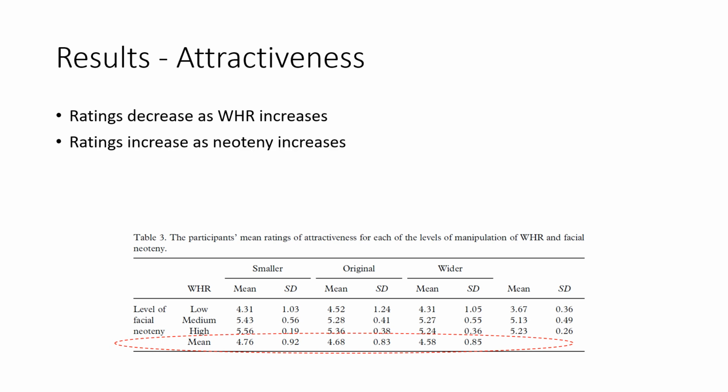Also, ratings increased or got higher as neoteny increased. So here are the levels of facial neoteny, low, medium, and high. If we take a look over here at the means, this is low neoteny, medium neoteny, and then high neoteny. And we can see that the ratings increase when neoteny is high.